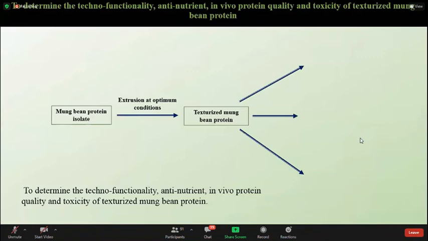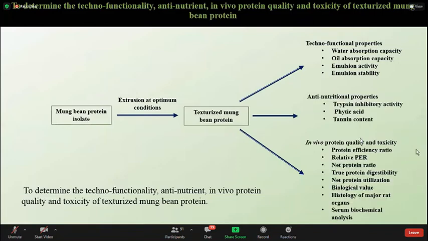And finally, after the extrusion process, we also look into the viability, because we know that beans contain a lot of other undesirable material. These include, for example, trypsin inhibitory activity, phytic acid, and tannin content. These are what we call anti-nutritional properties. And apart from that, we want to know about acidity and also protein quality. These are the parameters that we measure in terms of protein quality.